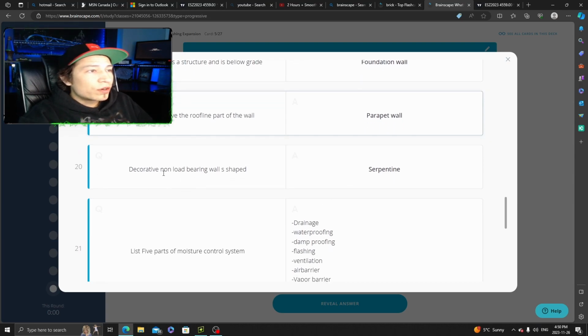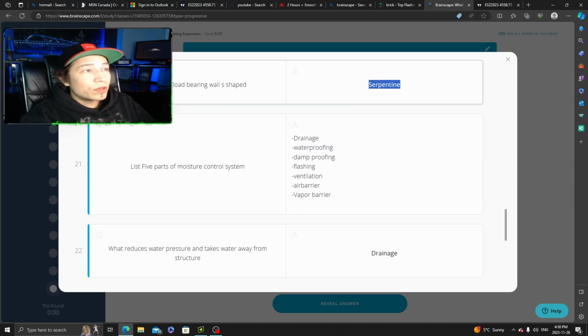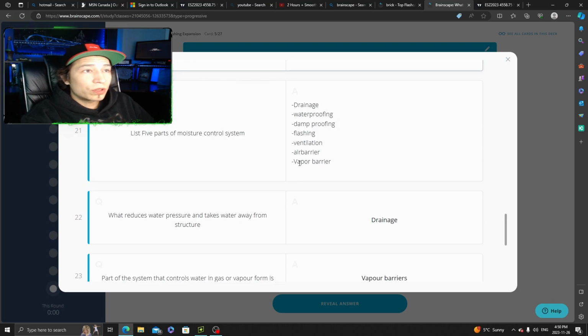Serpentine, decorative non-load-bearing wall, S-shaped. So serpentine is a decorative non-load-bearing wall, in the shape of an S. Terrible grammar. Drainage, waterproofing, damp-proofing, flashing, ventilation, air barrier, vapor barrier.